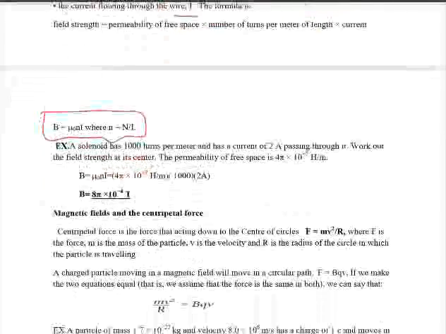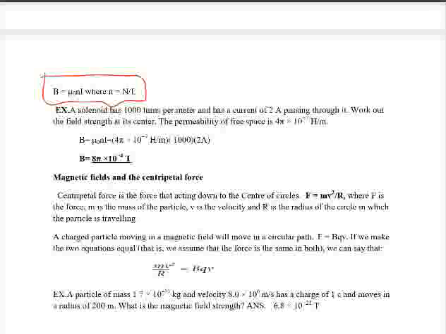Okay, we have one example here. A solenoid has 1000 turns per meter and has a current of how much? 2 amperes passing through it. Work out the field strength at its center. This equation is true for the center of the solenoid, and the field strength of a solenoid is maximum, or the largest field is calculated at the center of the solenoid. When you go away from the center of the solenoid, the field strength decreases.